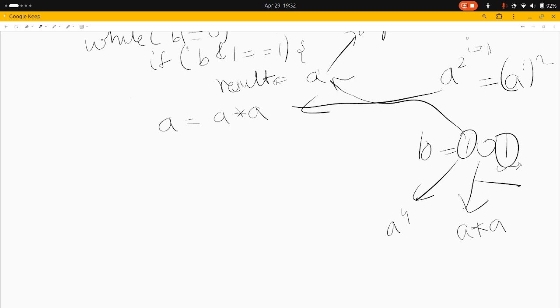Everything is nice, but we are not traveling through the bits yet. To travel through the bits, we have to do a right shift by 1. After doing a right shift by 1, this one would be eliminated and this one would be the next bit, or next, I would say, least significant bit.